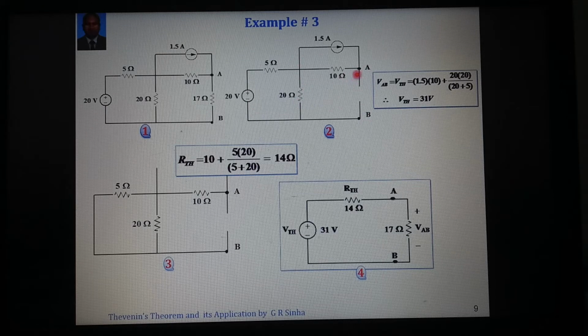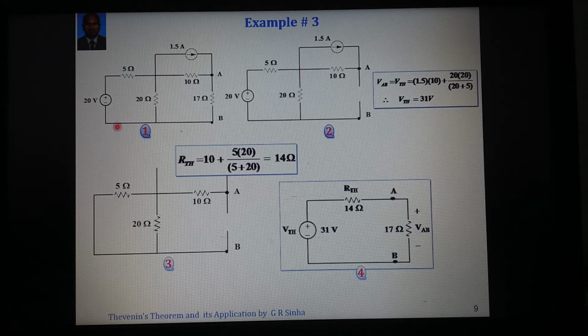Of course, this is the voltage across the 10 ohm plus across the 20 ohm. What is the voltage across the 10 ohm? 10 into 1.5, since the current is entering, so it is 15 volt. What about the 20 ohm? We can use a voltage divider, 20 divided by 20 plus 5 into 20, and if we add these two, it becomes 31 volt. So 31 volt is the Thevenin voltage, that is the open circuit voltage.